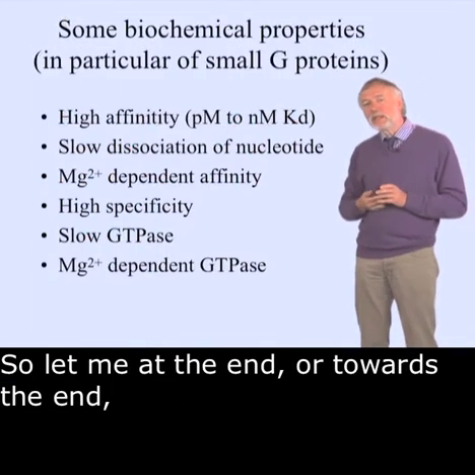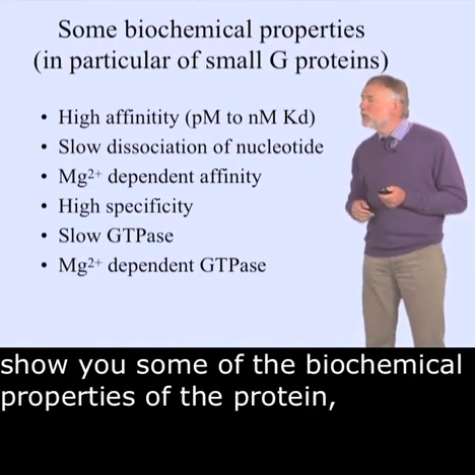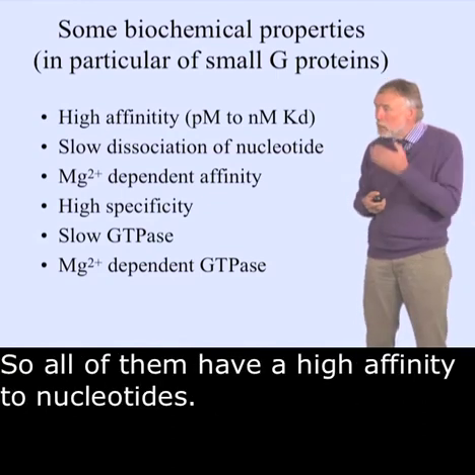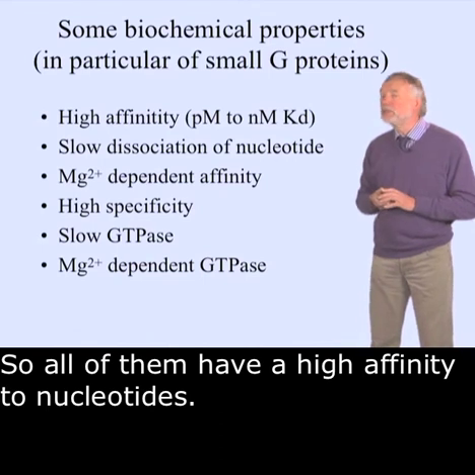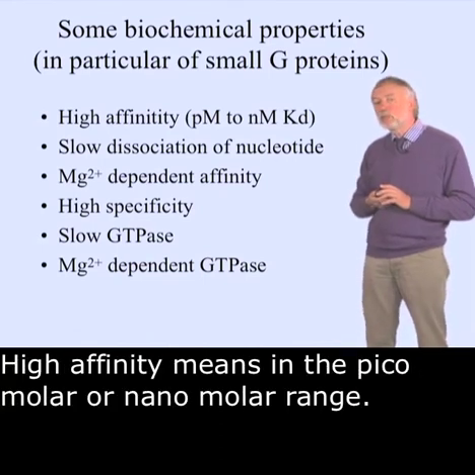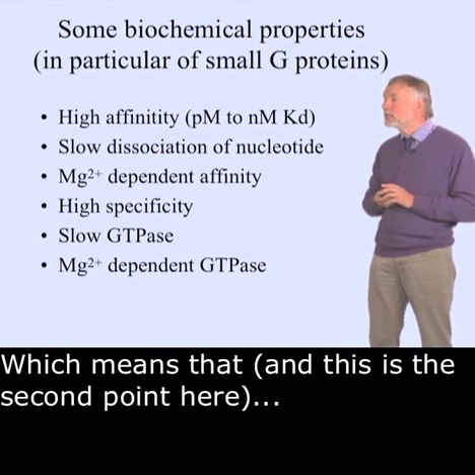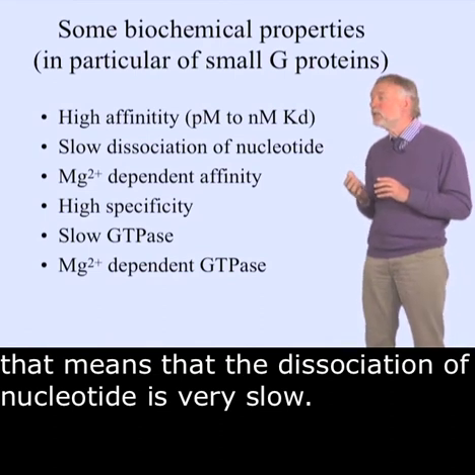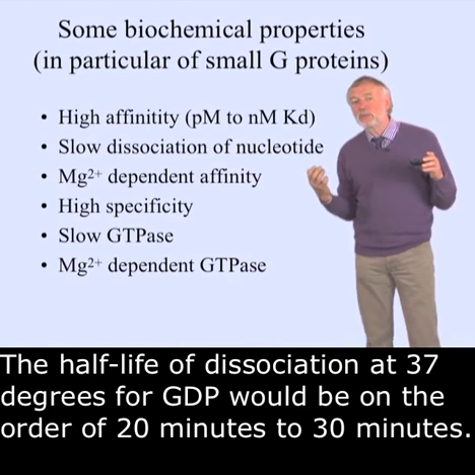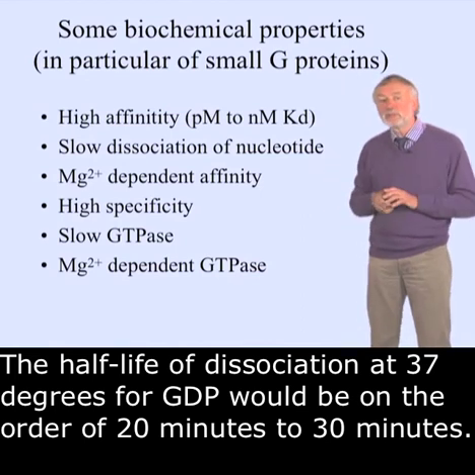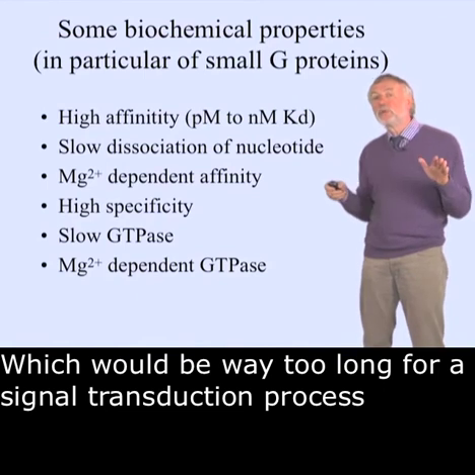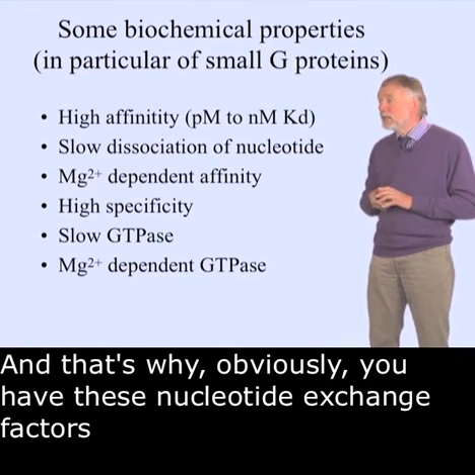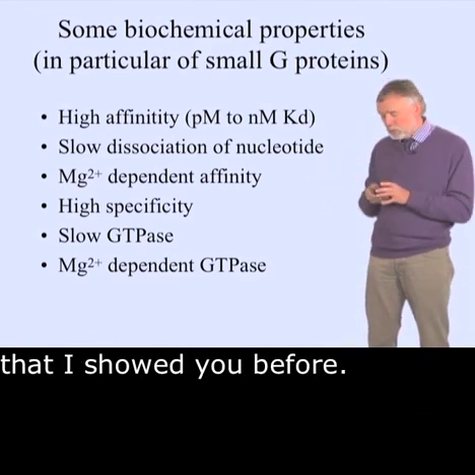So let me, towards the end, show you some of the biochemical properties of the protein, in particular of small G proteins, which we usually work with. All of them have a high affinity to nucleotide. High affinity means in the picomolar to nanomolar range, which means that the dissociation of nucleotide is very slow. The half-life of dissociation at 37 degrees for GDP would be in the order of 20 to 30 minutes, which would be way too long for a signal transduction process where this protein is activated within minutes. And that's why, obviously, you have these nucleotide exchange factors that I showed you before.